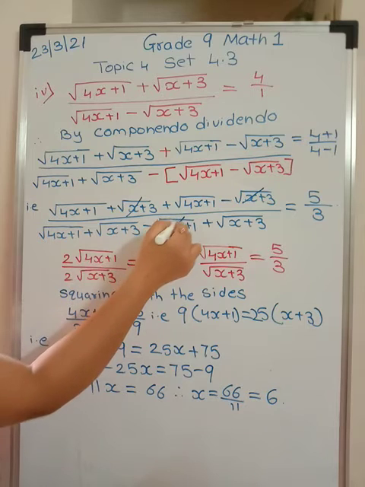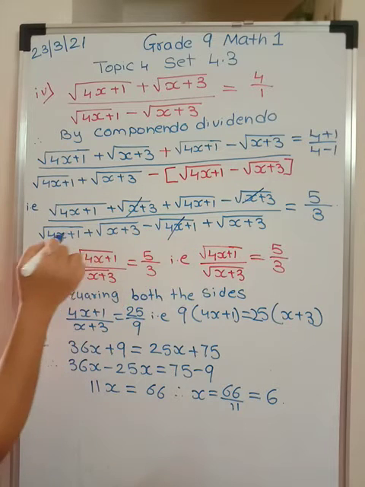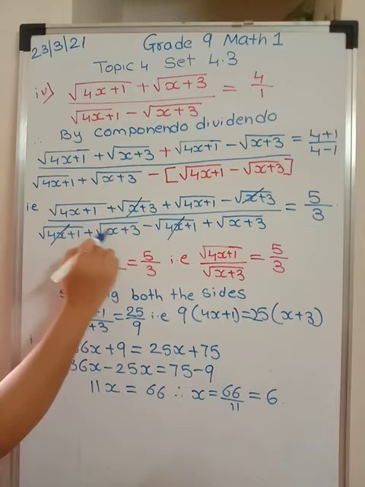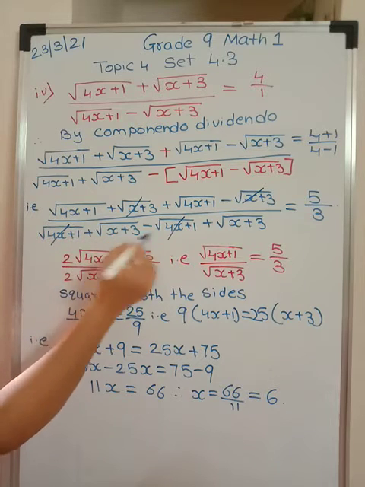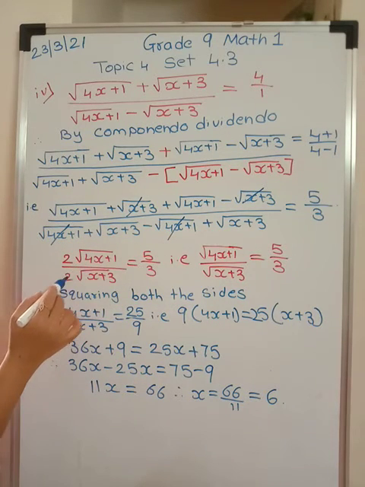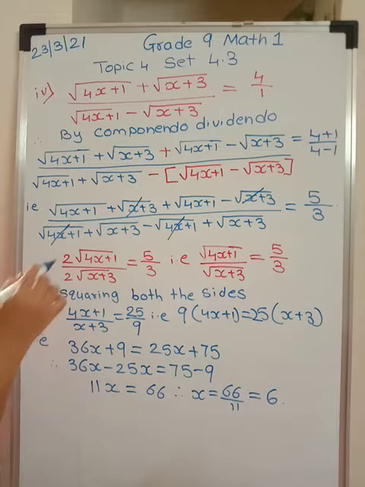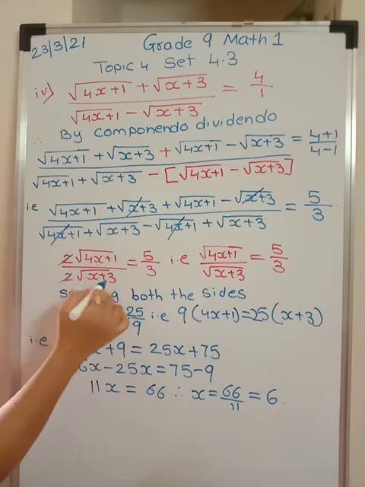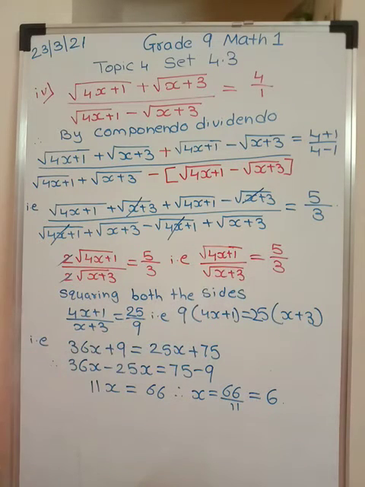Similarly over here, under root 4x plus 1 with minus sign, under root 4x plus 1 with plus sign. These two have opposite signs, same numbers, they will get cancelled off. 1 root x plus 3 plus 1 root x plus 3 will be 2 root x plus 3. Again this 2 and 2 will get cancelled, and so we are left with under root 4x plus 1 upon under root x plus 3, which is equal to 5 by 3.